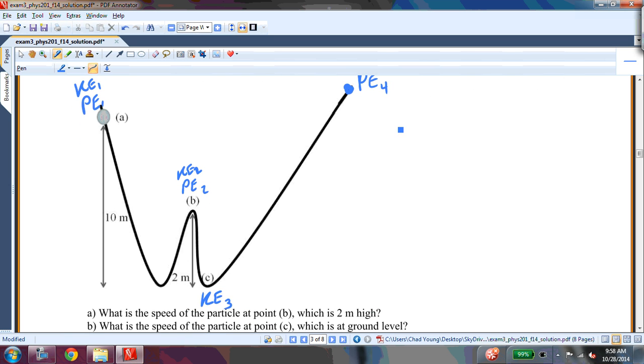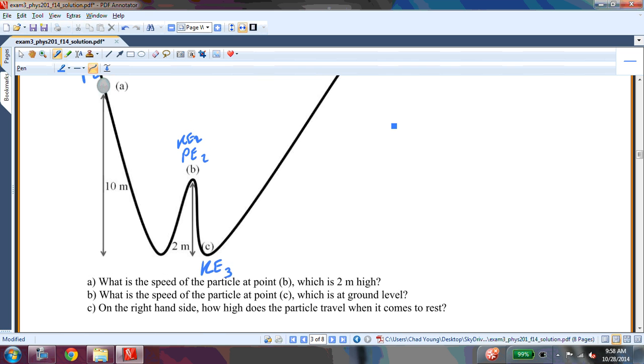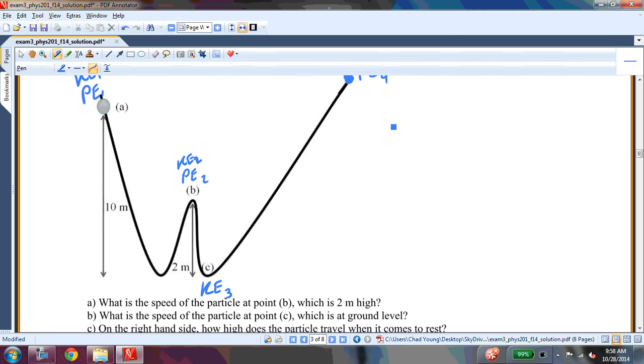So here is the distribution of energies at these particular points, and I know that because of the law of conservation of energy, these have to be equal all the way throughout, so no energy is lost. And I can use that idea to answer these questions. What is the speed of particle 3?